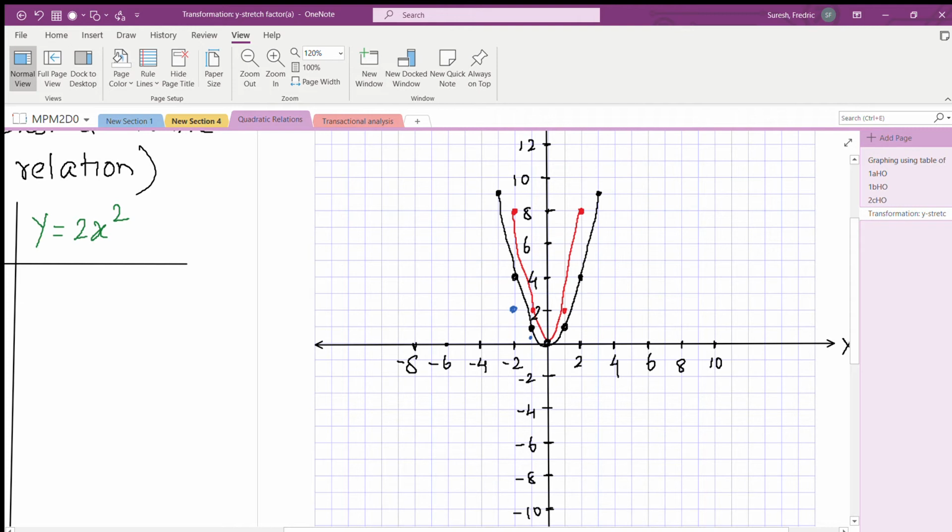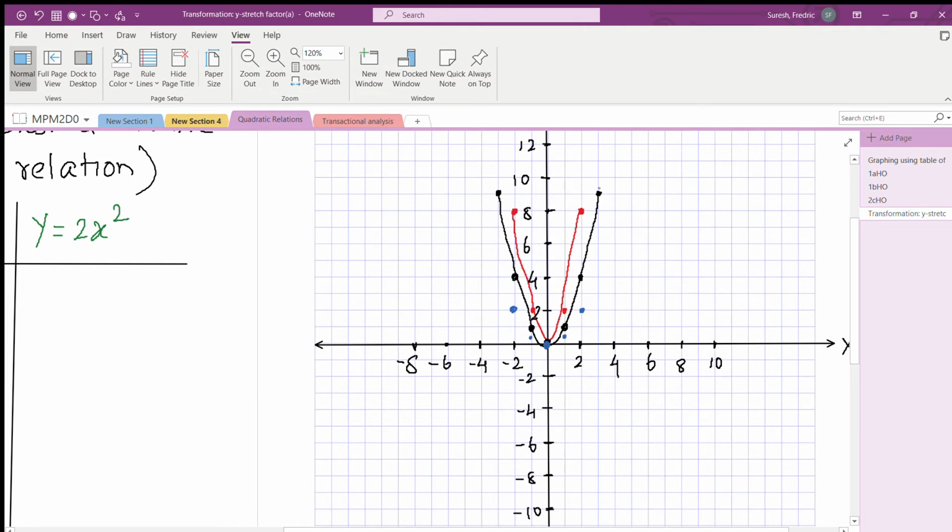The origin does not change. It is still 0, 0. The y value on the right side, that is a 1, has become a half. The y value here is a 4, 2, 4. Now it becomes 2, 2.